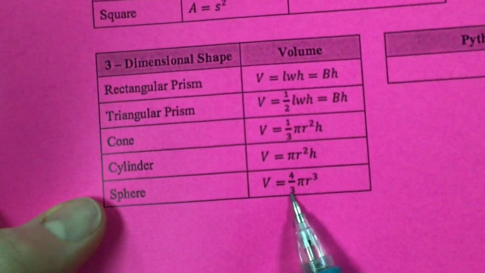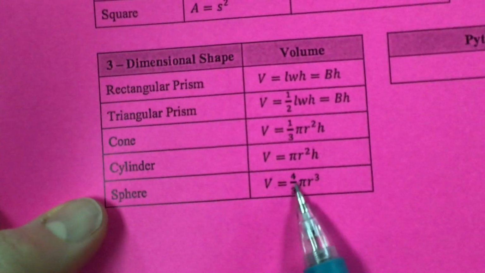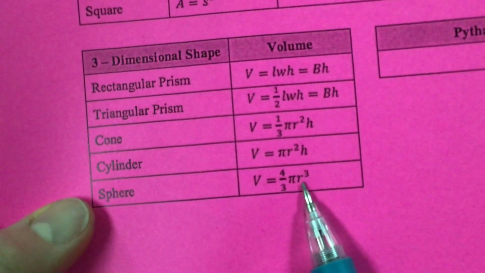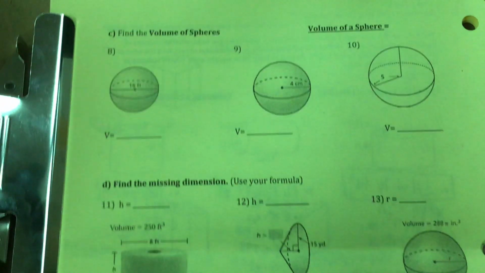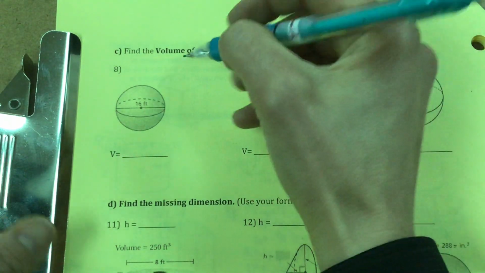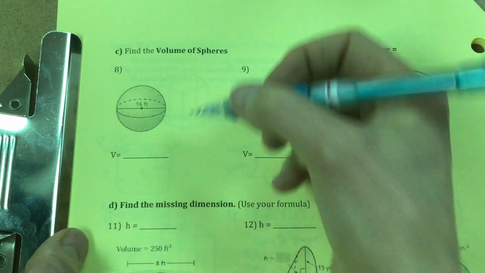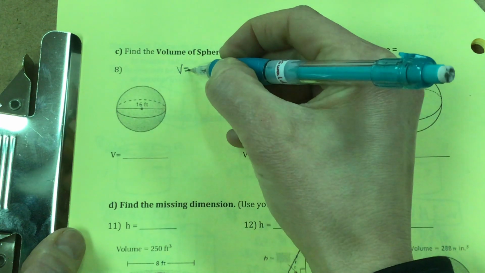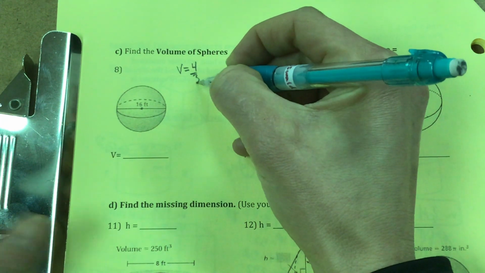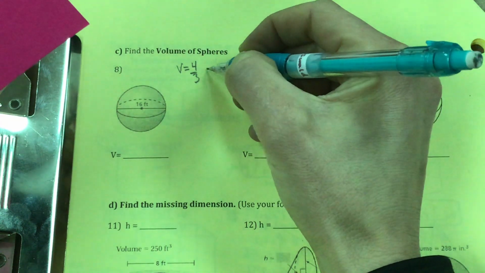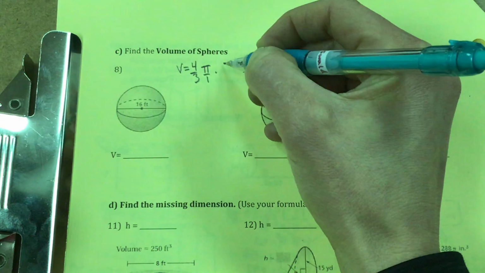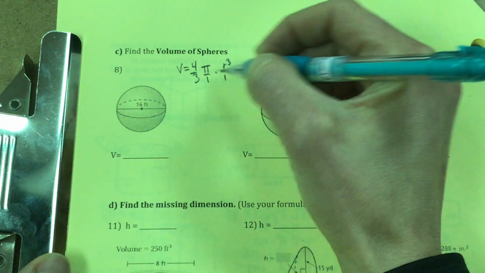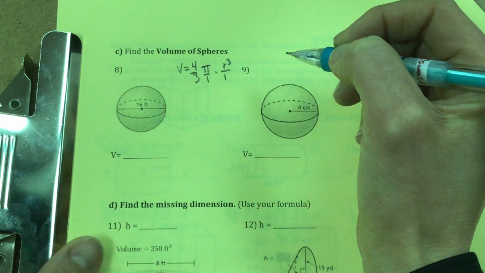And this is 4/3. So since we are multiplying a fraction, I'm going to put everything over 1, and that'll be a lot nicer. I'm also going to do my work up here since there's not a whole lot of room down there. So my volume equals 4/3 times pi over 1 times radius cubed over 1, because I'm going to eventually multiply straight across.